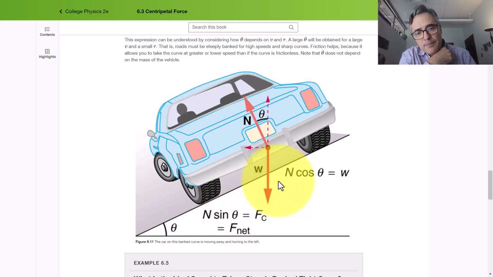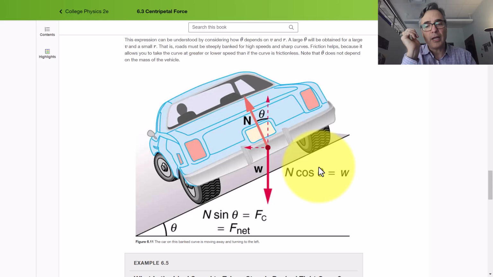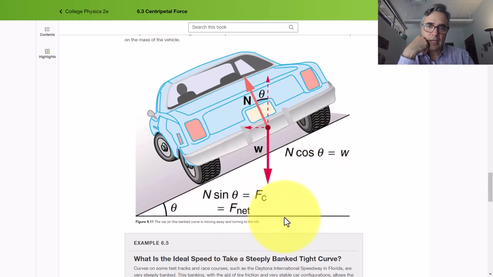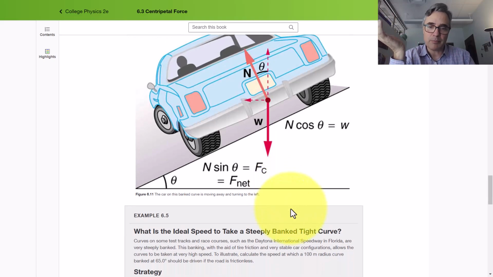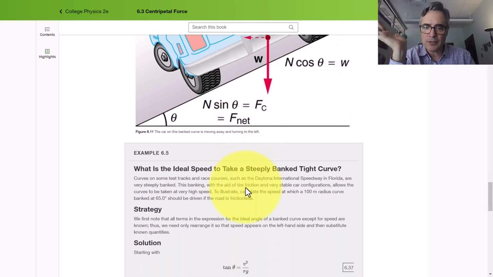as viewed from behind. So now the normal force from the surface has a component towards the center of the circular path, and it has a component that's upwards. The component that's upward is n cos theta. That will cancel out the weight because, once again, you're not accelerating up or down. The component towards the left here is n sine theta. And if there's no friction, which it's possible that there might not be, you can set n sine theta to be the centripetal force, otherwise known as the net force.